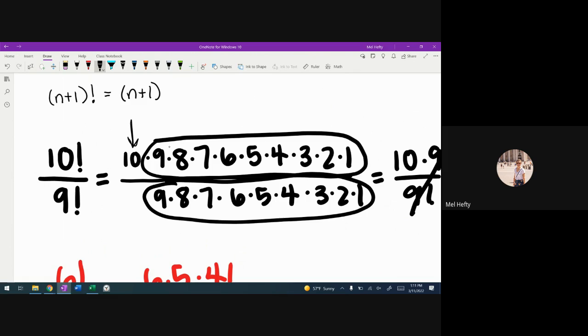How do I get from 10 to 9? Oh, minus 1. So what's n plus 1 minus 1? n. And then I could do n minus 1, n minus 2, n minus 3. All right.